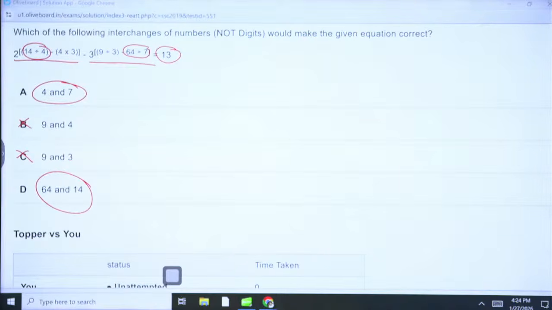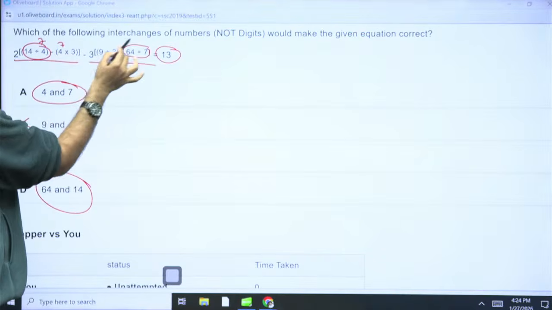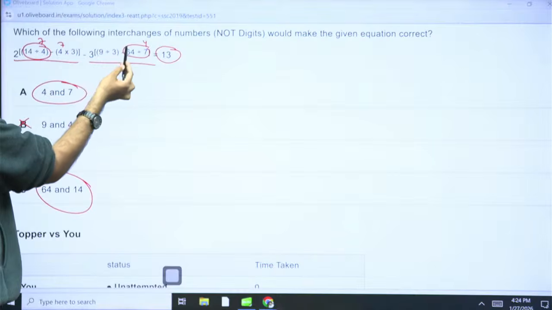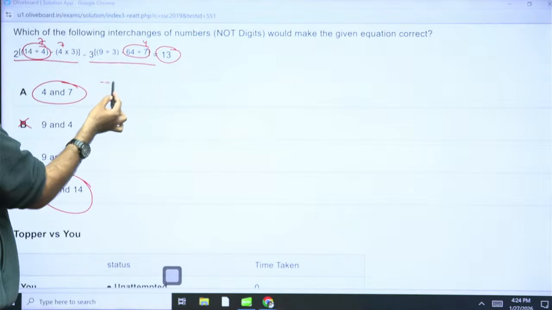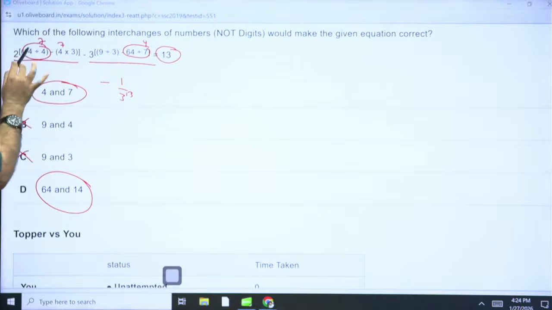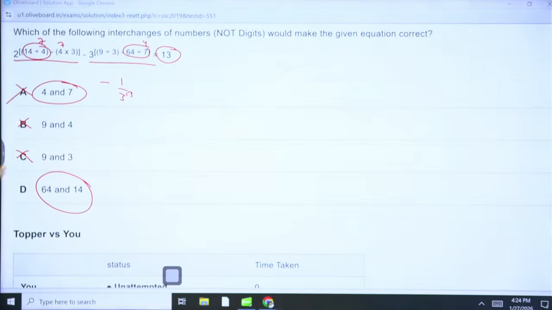If I change 4 and 7, what is going to happen? 7 is going to come here, and 4 is going to go there. So this is minus 16. 9 divided by 3 is 3. 3 minus 16 is minus 13. So it is 2 raised to power minus 13 minus 1 by 3 raised to power 13. This is too much. No matter what you have here, you will never be able to get 13 as your answer as an integer. So this will also be rejected. Now you can safely tick mark option D.